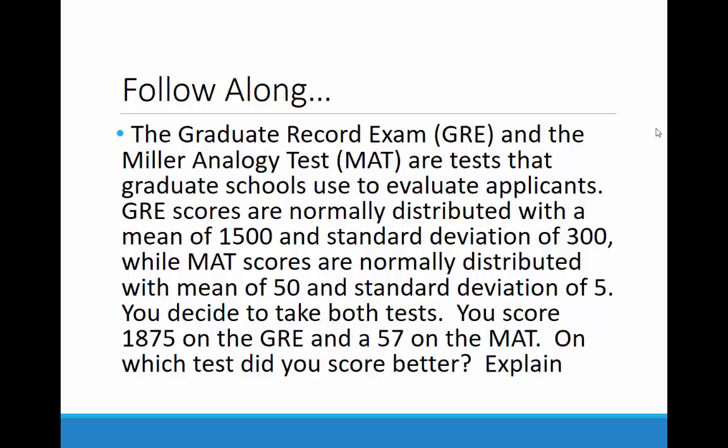You decide to take both tests. You score 1875 on the GRE and a 57 on the MAT. Which test did you score better? And explain your answer. In order to make a legitimate comparison, remember, we need to calculate how well we did on each test. Meaning, in order to compare these two, let's find the z-scores associated with our scores and then compare the two.